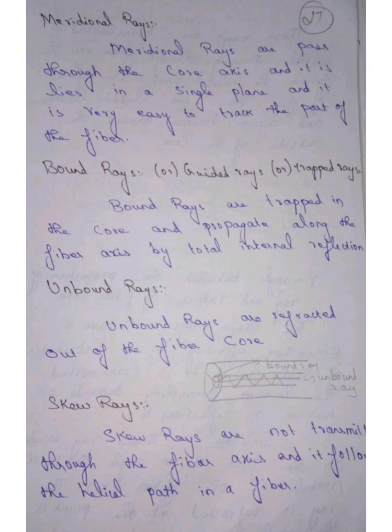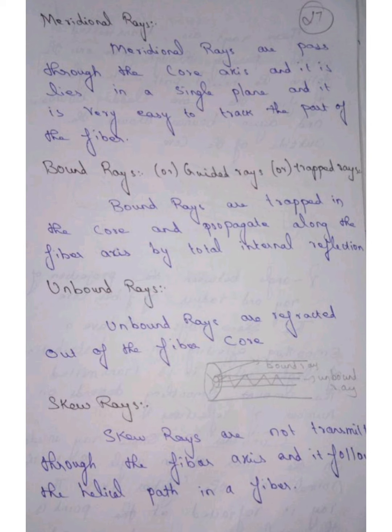What do we mean by a meridional ray? The meridional ray passes through the core axis. What is the core axis? It is the center axis of the core region. So this meridional ray only passes through the core axis. But skew rays do not pass through the fiber axis or core axis; they travel in a helical path. So a meridional ray travels along the core axis, while a skew ray does not travel through the fiber axis.